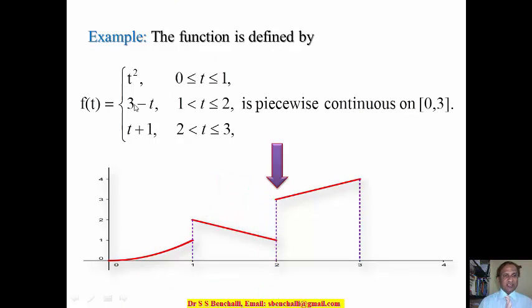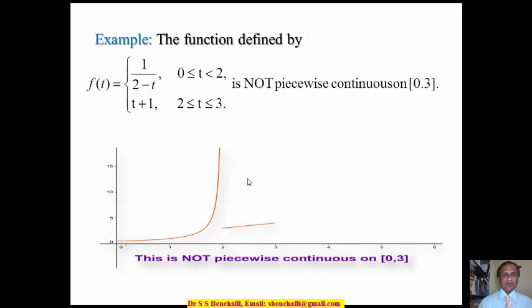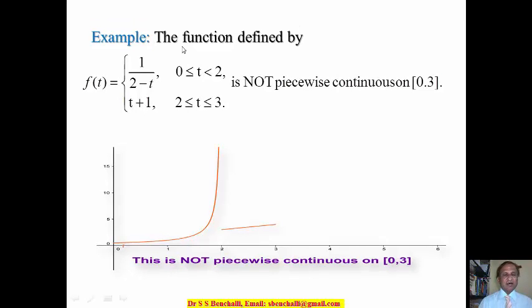For example, the function is defined by f of t is equal to t square, where t lies between 0 and 1, is equal to 3 minus t, where t lies between 1 and 2, t plus 1 where t lies between 2 and 3, is called piecewise continuous in the interval 0 to 3. Consider any piece, the function is continuous. That's why we call it piecewise continuous. Is it clear?